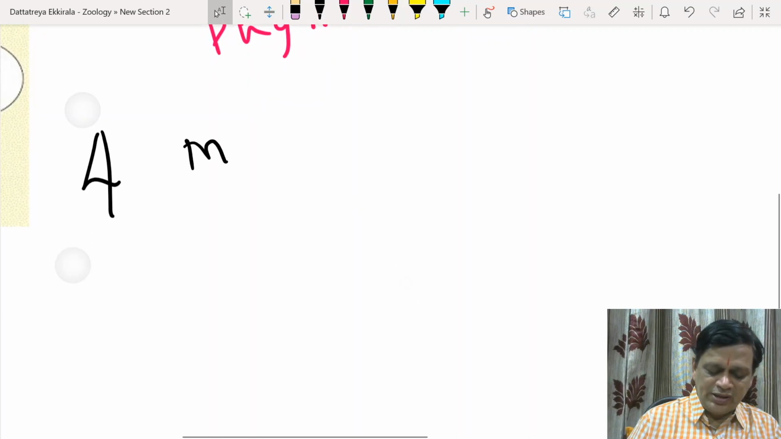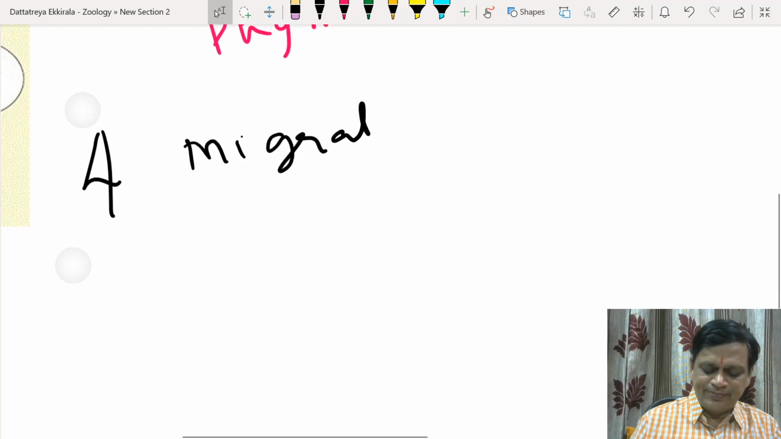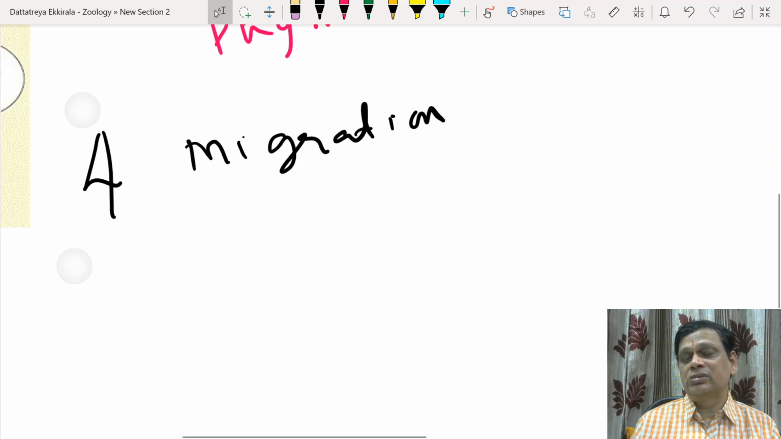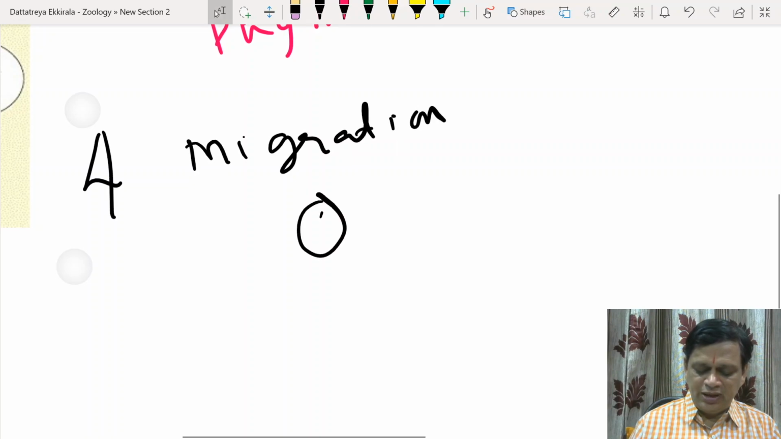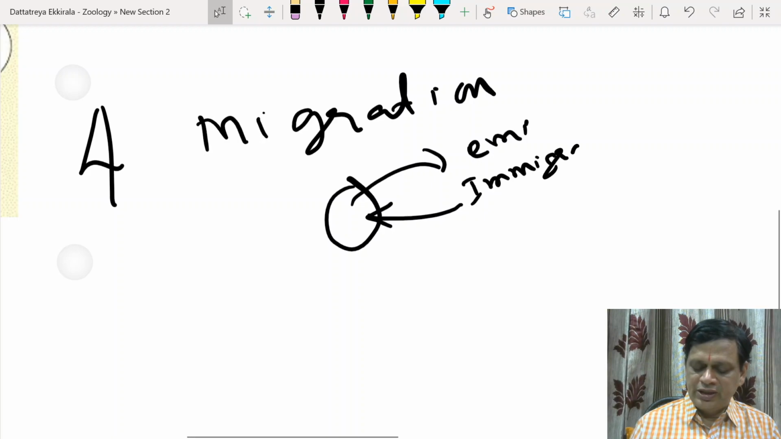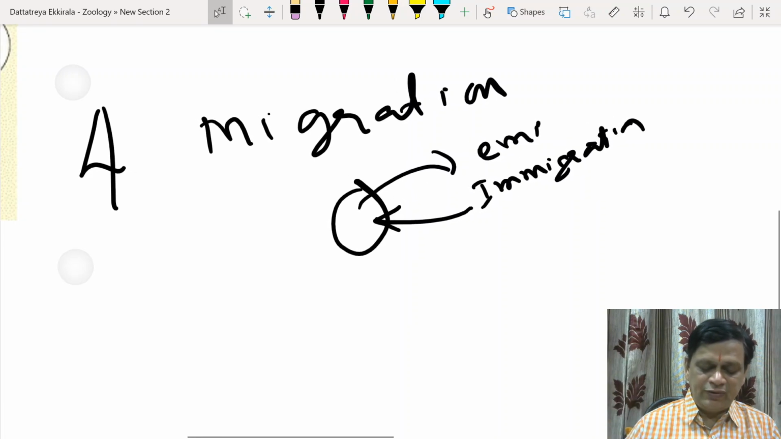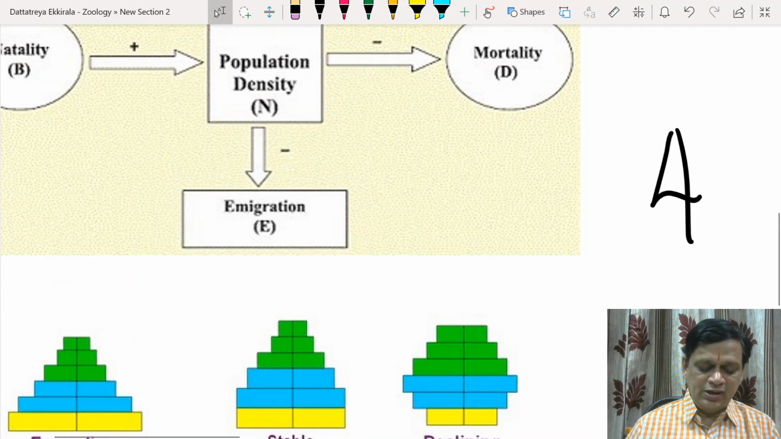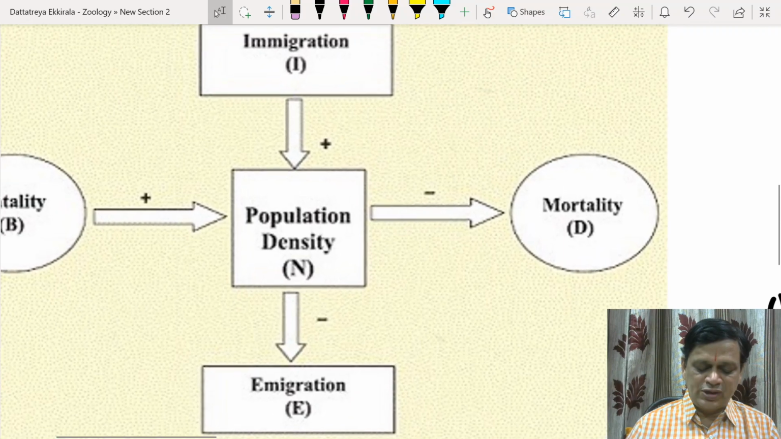Then migration. Another important factor is migration. Migration means emigration and immigration. From one particular area going away means emigration. Coming towards this area means immigration. So immigration is moving into one area, emigration is moving away from an area. Both of them constitute migration. But ultimately, what is going to influence population density? Look into this.